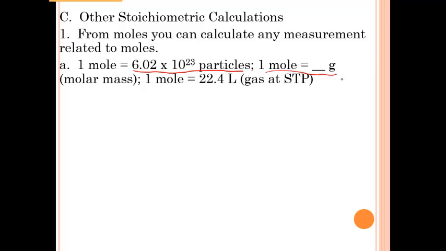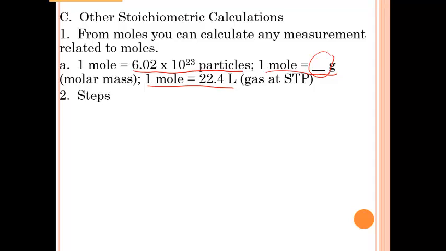We could do grams like we did in the previous video with the molar mass, and that's blank because the molar mass is different depending on what your formula is. Or we could go to volume, and we know that 22.4 liters is equal to a mole. And that's only for gases if they're at standard temperature and pressure.